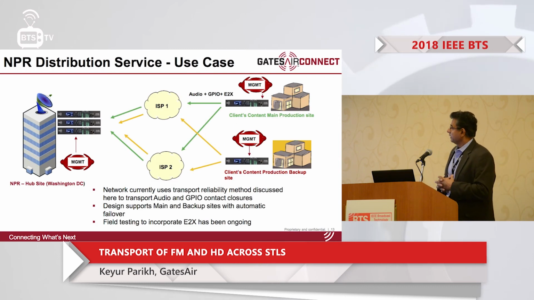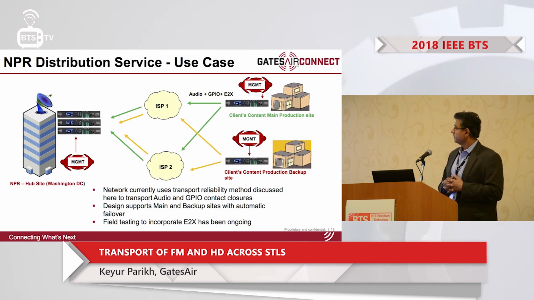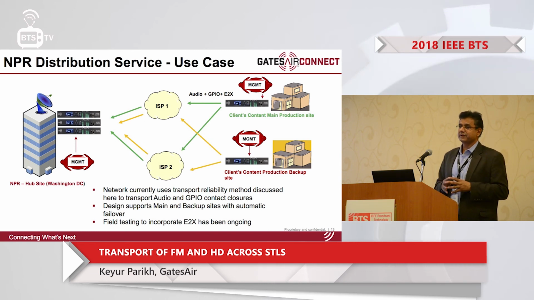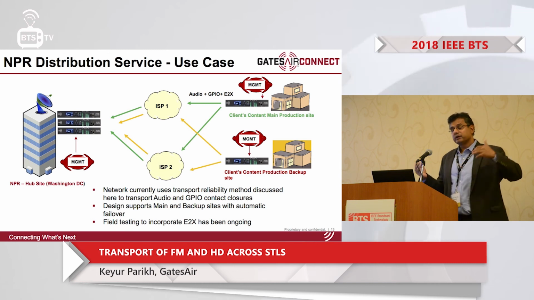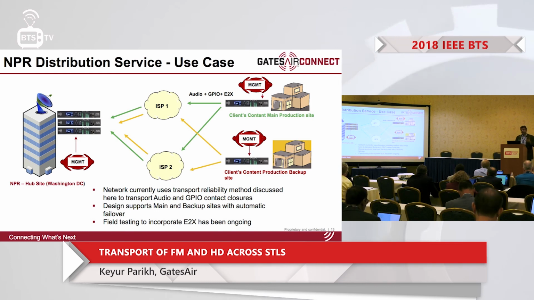So this is one of the use cases for the multiplex payload format. This is the NPR distribution service. NPR provides a distribution service for their clients from their Washington, D.C. satellite hub site. Their clients have encoders at their site. The corresponding decoder for the client is in Washington, D.C. here. Each client uses 2 ISPs using our stream splicing technology for reliability, and they send encoded audio, GPIO, and E2X through the single packet data stream.